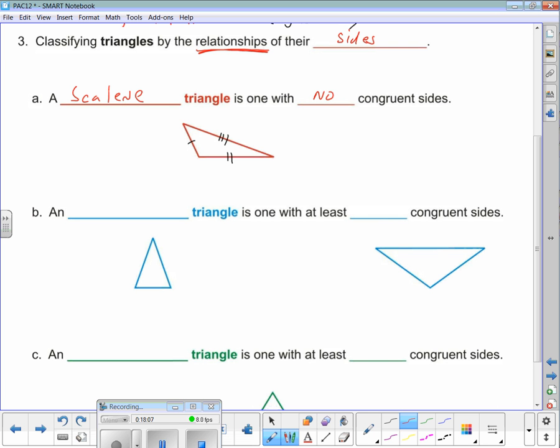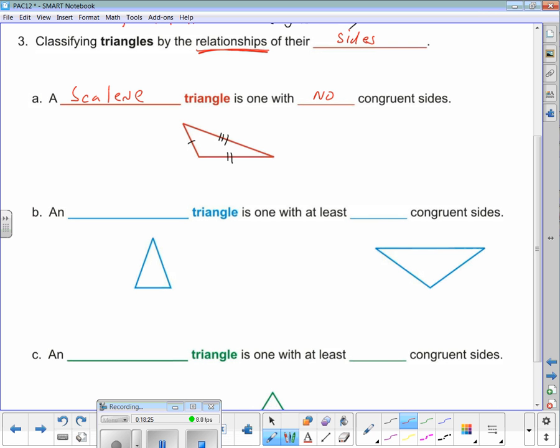S-C-A-L-E-N-E, scalene. That makes me think the rest of you heard that word before, and Ileana is the only one that remembers. Again, we can teach you stuff. You got to remember it. And that's the key in reviewing, is the key to remembering. All right, scalene. So you got to know that.